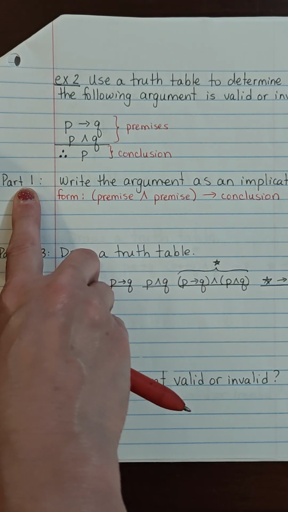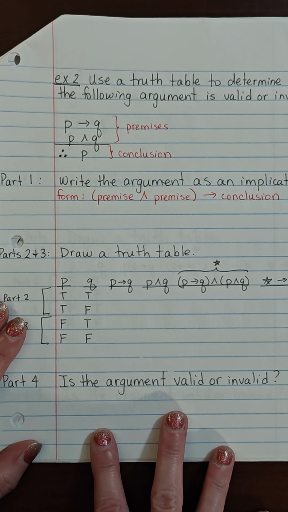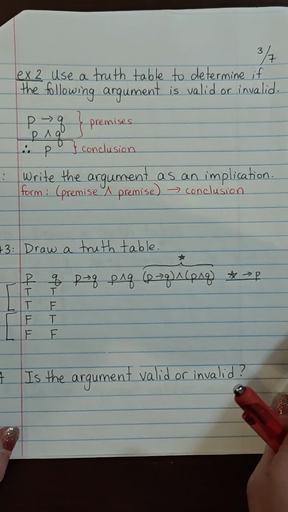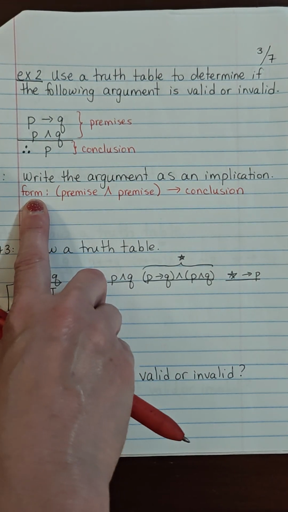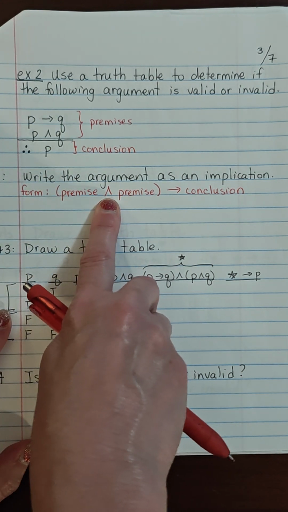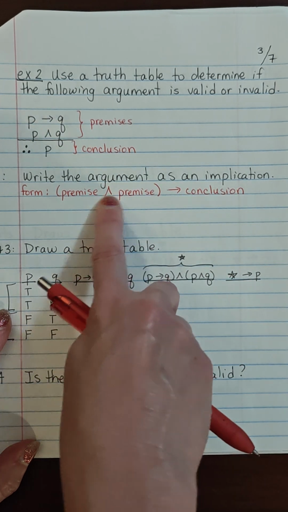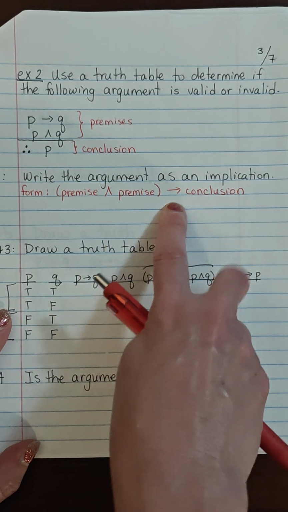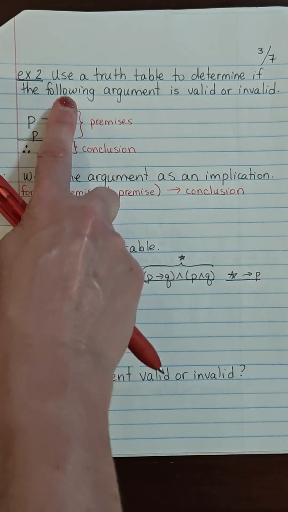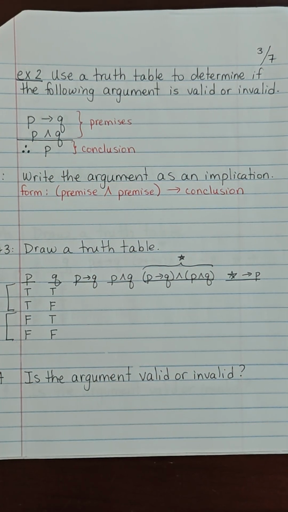Part 1. So Alex is going to break this up into a four-part question, just to help walk you through it. Part 1 is going to say, write the argument as an implication. That is telling you to use this form: premise, this top line, conjunction, premise, the next line, implies conclusion. These two are fixed. What you put in here for these two premises and what you put in for the conclusion are dependent on what is given to you in the original problem.